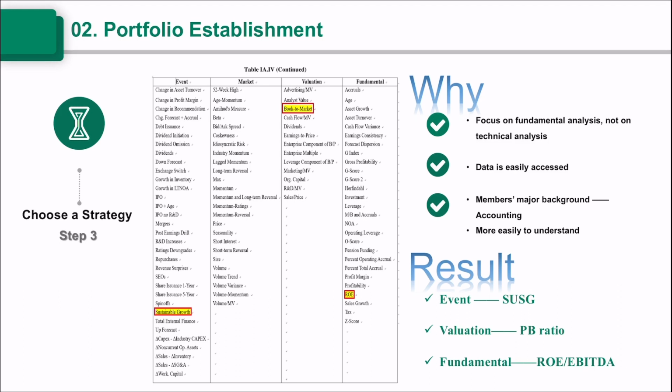And for the result, we exclude the market factors and choose one financial indicator from each topic. We chose SUSG in event, PB ratio in valuation, and ROE and EBITDA in fundamental. Among those 4 strategies, our main focus is SUSG and PB. ROE and EBITDA are complementary strategies that are related to SUSG. I will discuss each strategy later.